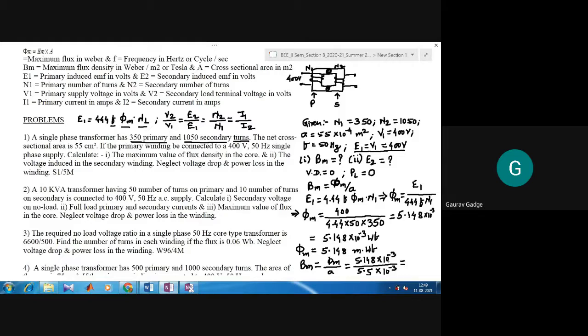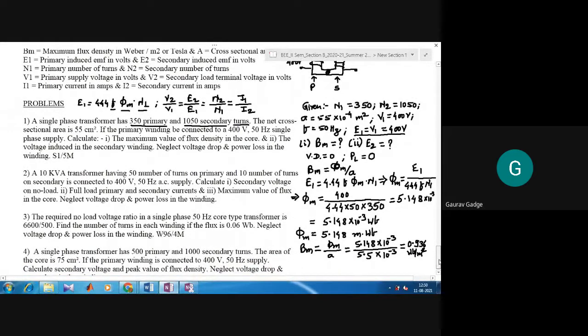So it is 5.148 divided by 5.5 is equal to 0.936. I am getting the answer as 0.936 Weber per meter square. Okay, so I think we got the answer to this particular numerical. First answer, the maximum value of flux density in the core, is 0.936 Weber per meter square.